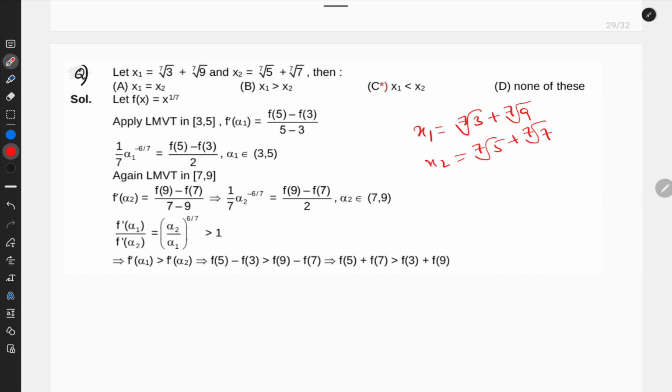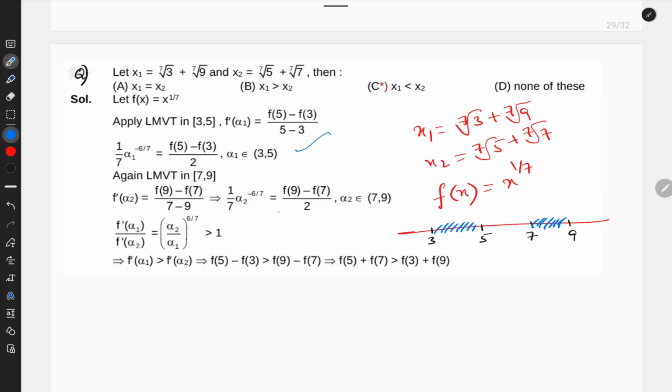We need to compare these two numbers, and generally we try to go for approximation. But here, using LMVT, because all four numbers are 7th roots, we can define a new function f(x) as x^(1/7). The numbers involved here are 3, 5, 7, 9. So you may apply LMVT for the 3 to 5 interval, and again apply LMVT for the 7 to 9 interval separately.